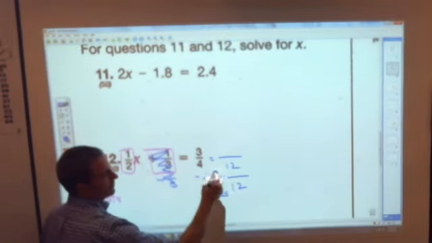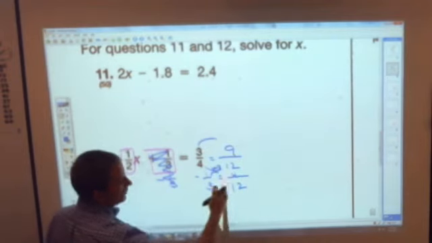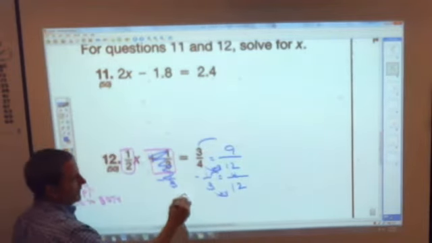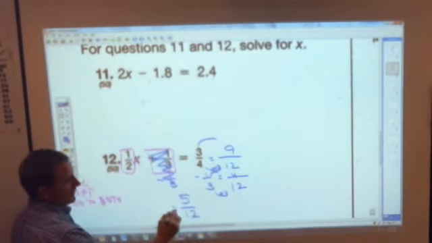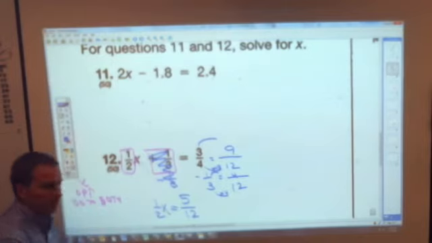3 times 4, 1 times 4, 4 times 3, 3 times 3. 9 twelfths minus 4 twelfths is 5 twelfths. Now what does that still equal? 1/2 x. And for the then what?